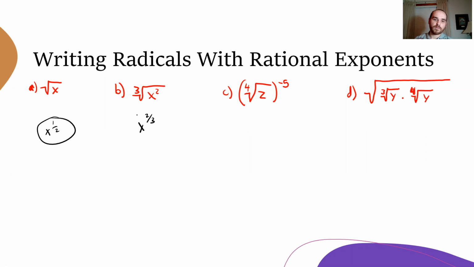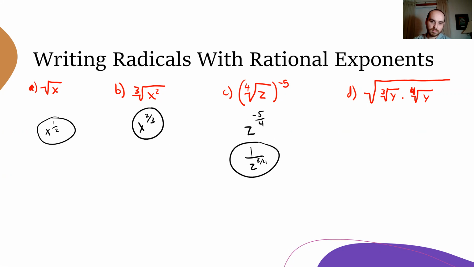And then for C, there are kind of two different ways you could write this. You've got it being raised to the -5th. You're taking the 4th root of it, which means you have z to the -5 over 4. You could also write this as 1 over z to the 5/4. Either of these works for this one. The book would probably want you to make it positive. I personally don't really care. You can leave the negative exponent in there if you want to.